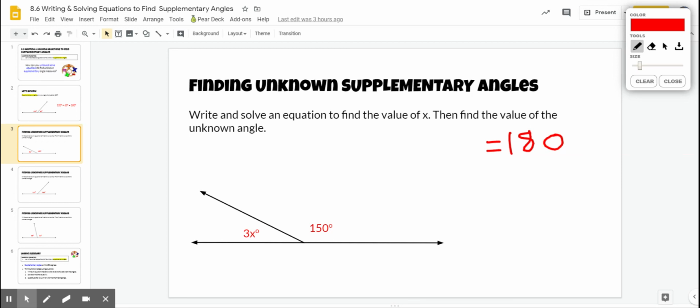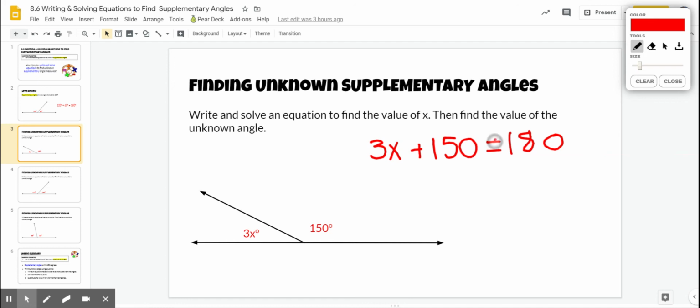And we have two angles over here. We have an angle that measures 3x, and we have an angle that measures 150 degrees. When we add those together, we know that they're going to come out to be 180. Yesterday, we reviewed how to solve two-step equations, so I hope that you remember that work from yesterday.